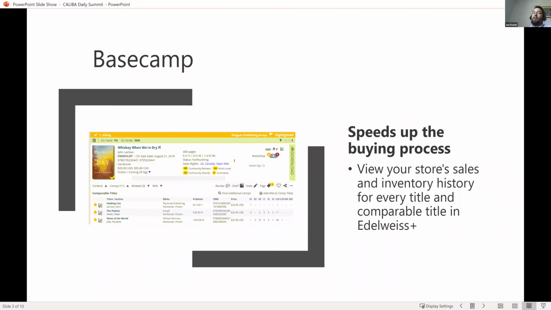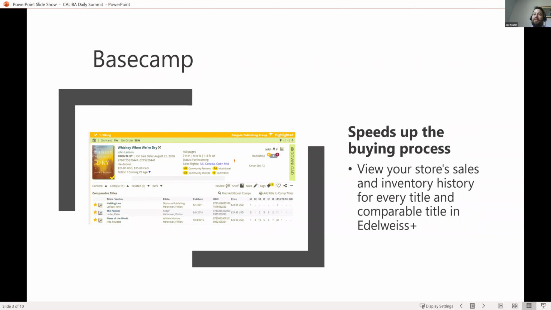The whole idea there is that a conscientious buyer is going to look that stuff up anyways, and so having it right there in Edelweiss makes it a lot faster. There is a special right now, and it's been for a couple of years now, I think. Both Random House and Hachette are working with us to offer Basecamp for free for a year for newly subscribing stores. They like to see you on analytics so that they can represent you better, is what it comes down to.